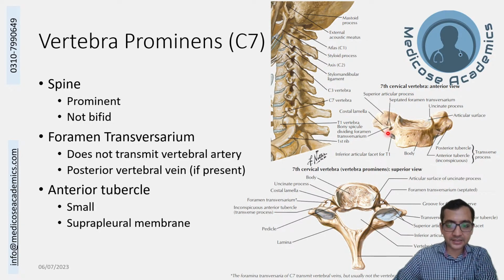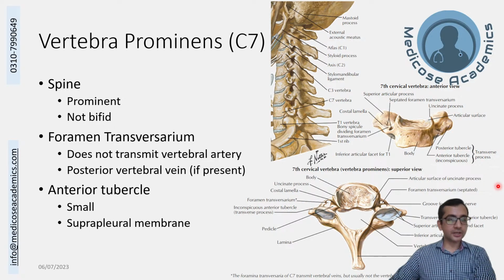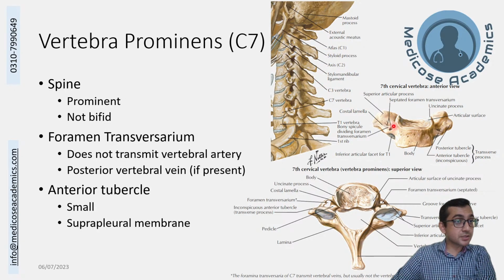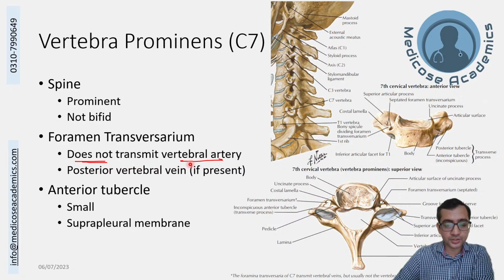Foramen transversarium is present. It may be more than one, as shown in this picture as compared to this one. But a very important point: the foramen transversarium from C1 to C6 transmits the vertebral artery. The foramen here in C7 does not transmit the vertebral artery. That is the very important question usually asked in the MCQ. It does not transmit the vertebral artery, but it transmits the rest, including the vertebral veins usually. The anterior tubercle, if present, is small.